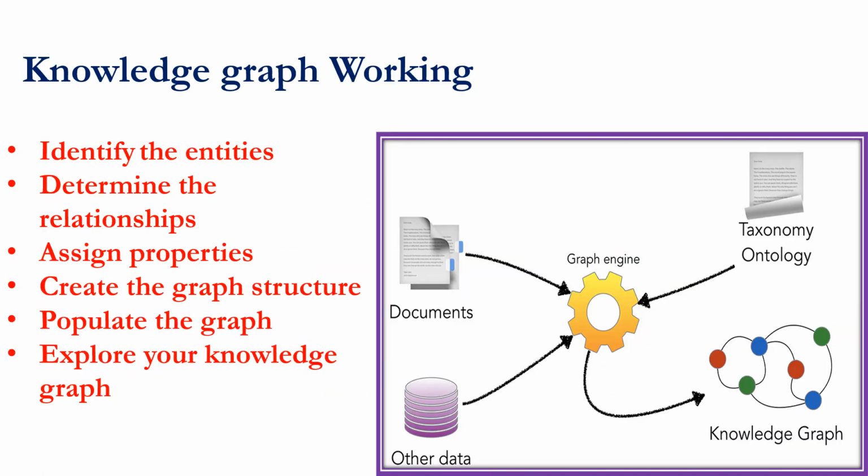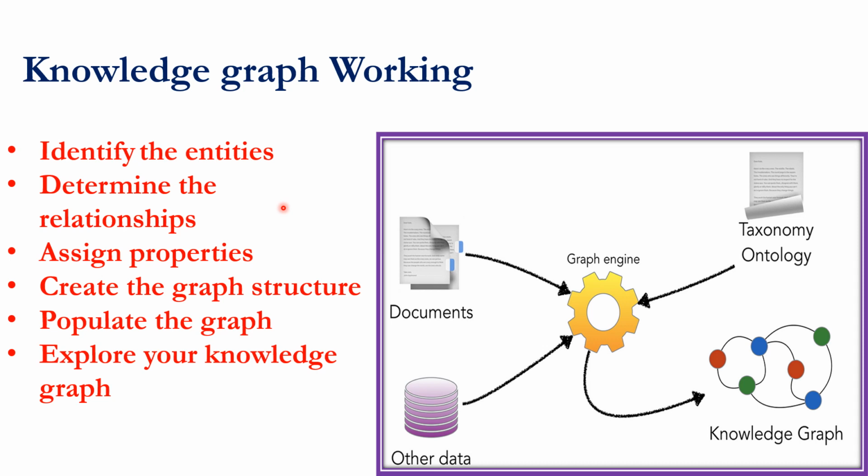So let's understand how it works. The methodology of a knowledge graph involves organizing information in a way that highlights the relations between entities. First, you will have to identify the entities. Start by identifying the key concepts, people, places, events or things that you want to include in your knowledge graph, and these are the nodes. Then determine the relations. For each entity, identify the connections or relations that exist between them. And these relations are the edges in the graph.